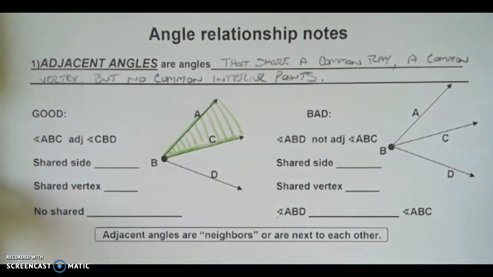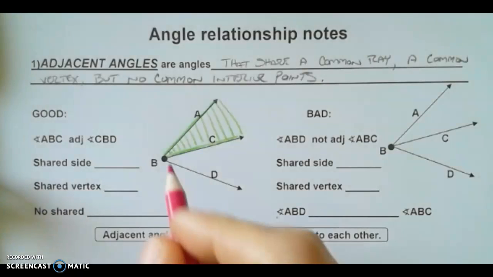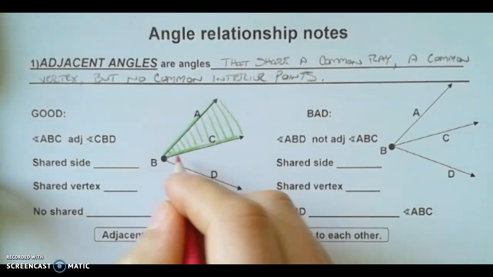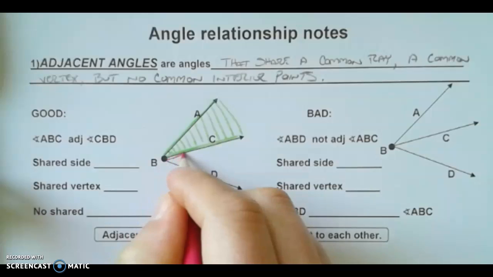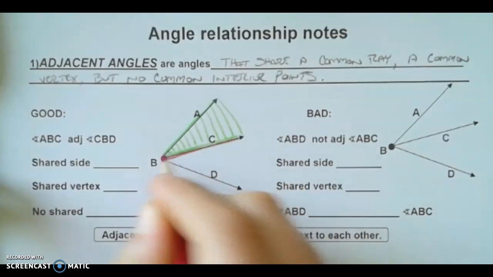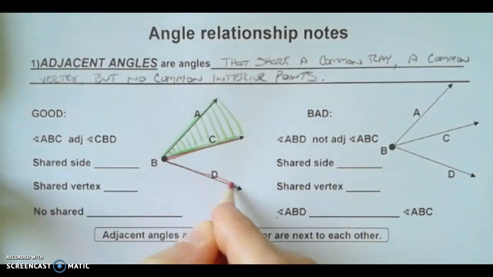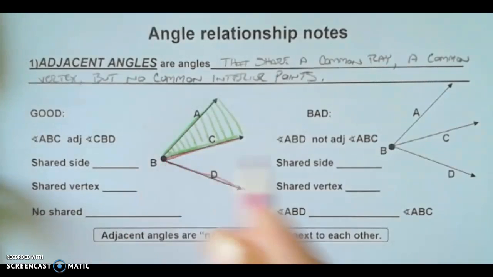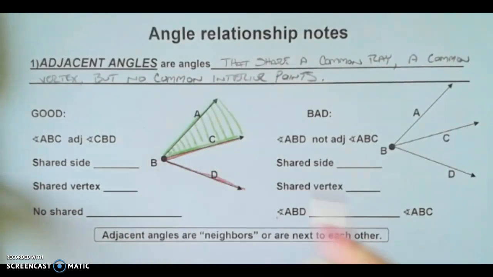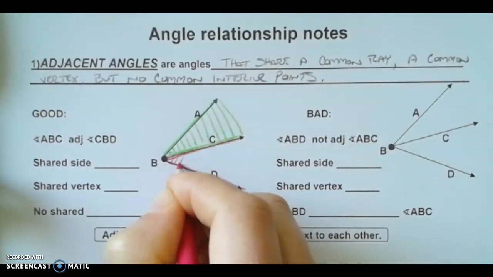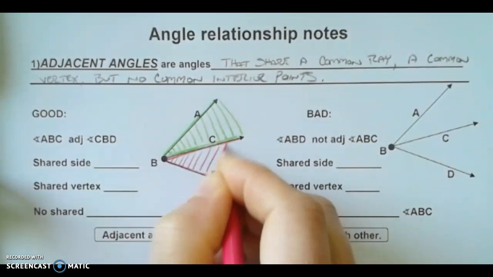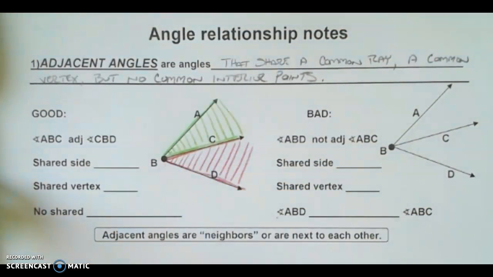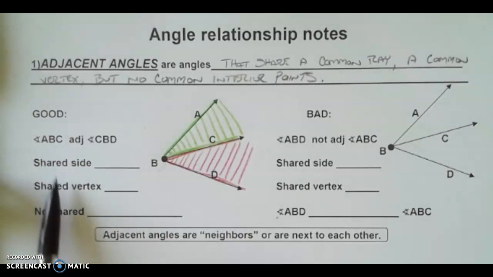Then I'm going to do something similar with angle CBD. I'm going to use a reddish color here. I'm going to first trace the angle, angle CBD. And then again, I'm going to trace the interior, or shade the interior of angle CBD, which would look like that. And I'm going to go through the three parts here that make up adjacent angles and see if they're true.